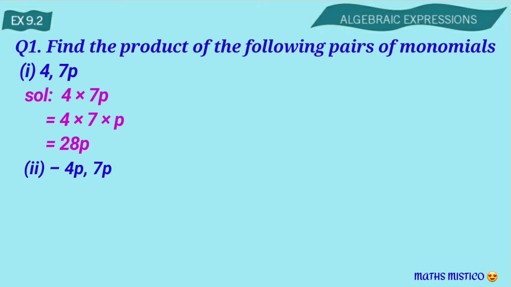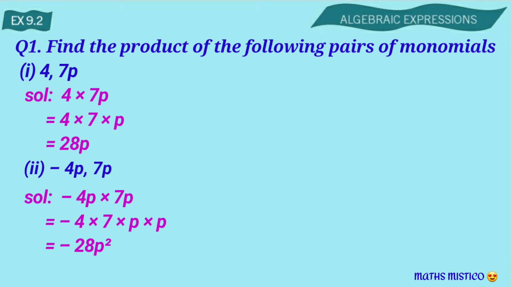In second part, minus 4p into 7p will be written as minus 4 into 7 into p into p. Minus 4 into 7 is equal to minus 28. While multiplying p with p, we will use the law of exponents. As it is multiplication, powers will be added, so we get p raised to power 2.